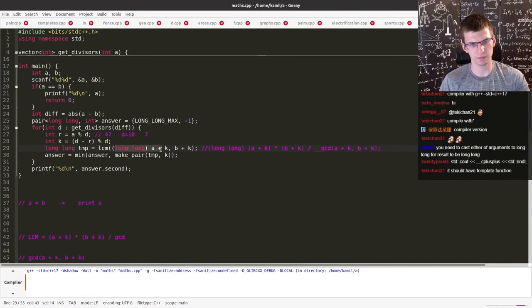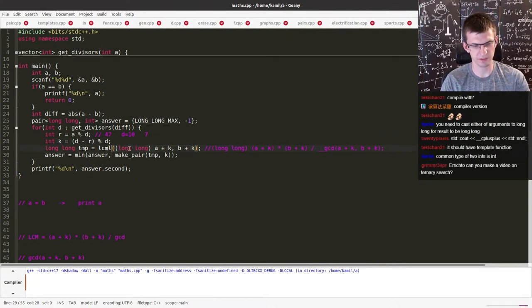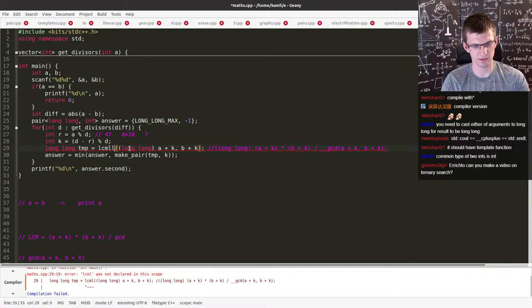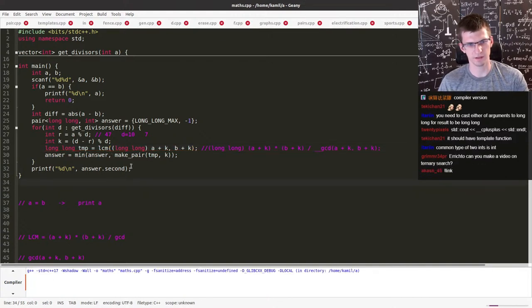If at least one of them is long long, then their common type will be long long. Right? Is there maybe something like that? LCML, LL. No. Sometimes there are those functions where you just add L at the end. Fine, so we have that.